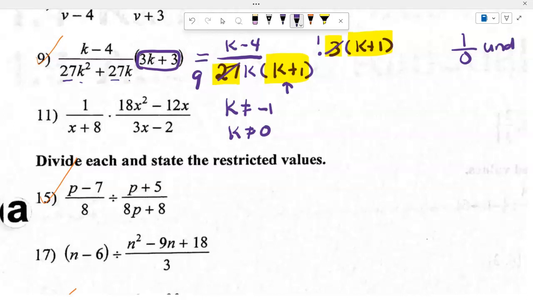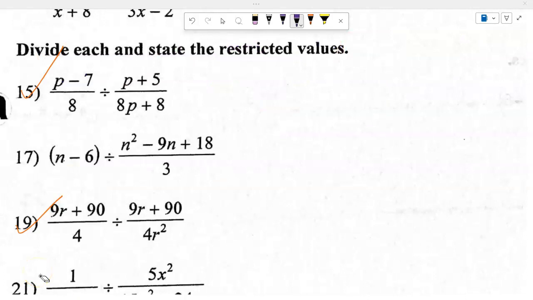So we have k plus 1 divided by k plus 1, which is 1. We've already said that 3 divided by 3 is 1 and 27 divided by 3 is 9. So we're left with k minus 4 in the numerator and 9k. Now we're not multiplying fractions, we're dividing. So we have p minus 7, which itself is a factor, divided by 8.